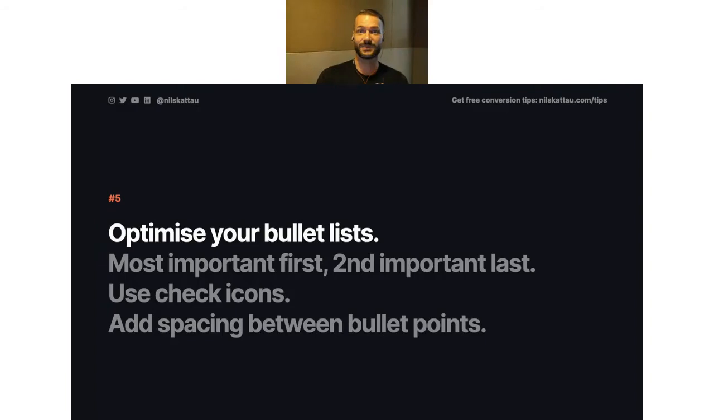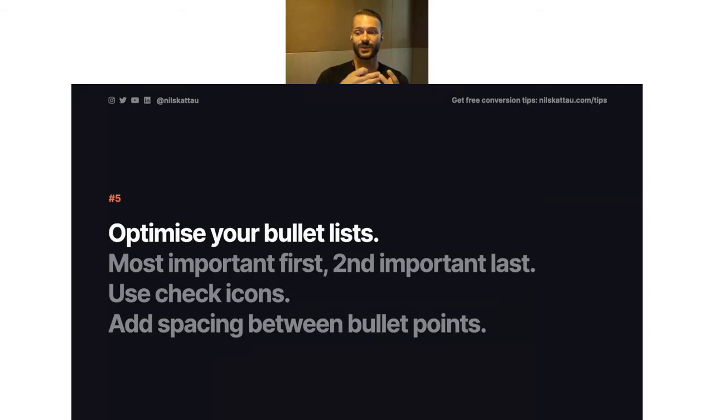For bullet lists, you can do it right or wrong, and there are some rules that I like to have. So I would just go through all of them. The first one is to put the most important bullet in the first place and the second most important bullet in the last place.